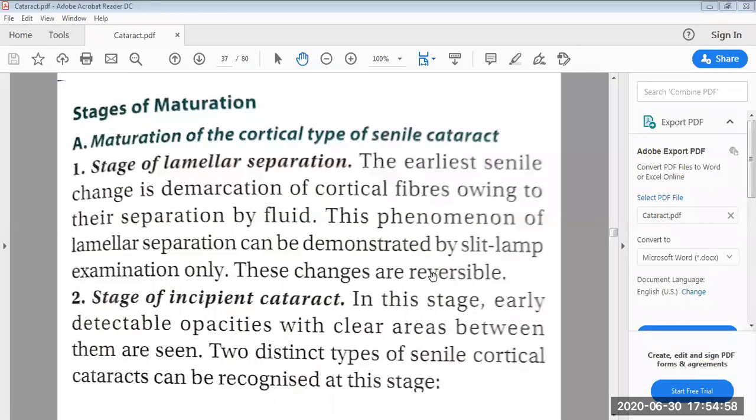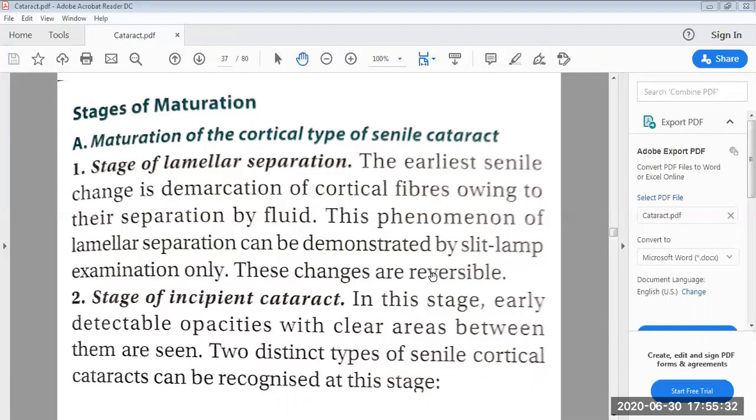Meenakshi, Assistant Professor in Department of Charakya Tantra, Faculty of Ayurvedic Science, Jyoti Vidyapeeth Business University. In the previous session, we were discussing the acquired cataract, and the first type was the senile cataract. Under the heading of senile cataract, we have read the two types of cataract: the cortical cataract and the nuclear cataract. And now we will study the stages of maturation. First, we will study the maturation of the cortical type of senile cataract.